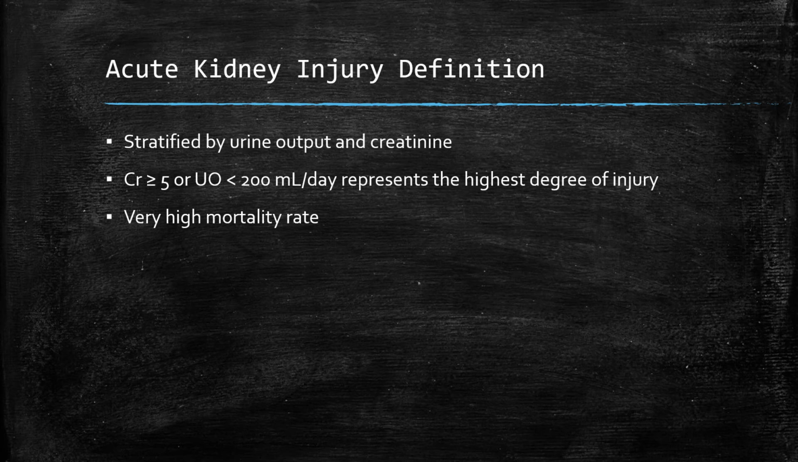The degree of acute kidney injury present is stratified by the urine output and creatinine. A creatinine level greater than or equal to 5, or a urine output less than 200 mLs per day represents the highest degree of kidney injury in multiple organ dysfunction syndrome. This is also associated with a very high mortality rate.